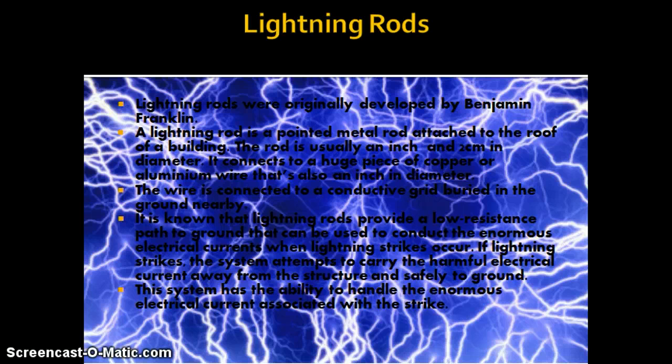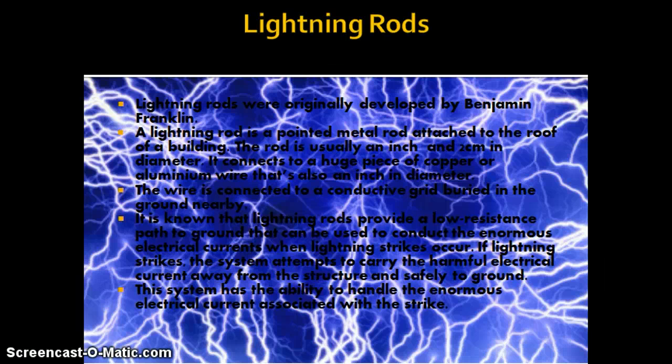Lightning rods were originally developed by Benjamin Franklin. A lightning rod is a pointed metal rod attached to the roof of a building. The rod is usually an inch and 2 centimeters in diameter. It connects to a huge piece of copper or aluminum wire that's also an inch in diameter. The wire is connected to a conductive grid buried in the ground nearby.